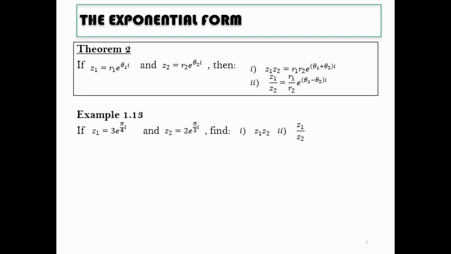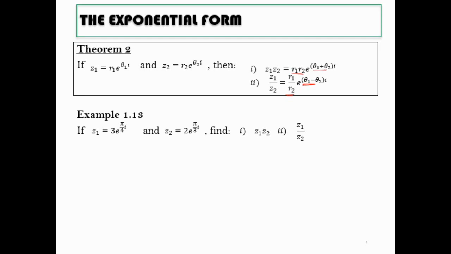Okay, now the same as polar form, we also need this theorem to perform multiplication and division of two complex numbers in exponential form. So it's basically almost similar. If we want to multiply complex numbers in exponential form, we need to multiply the modulus and add the powers. If you want to divide, we divide the modulus and subtract the powers. Okay, let us try to do this.